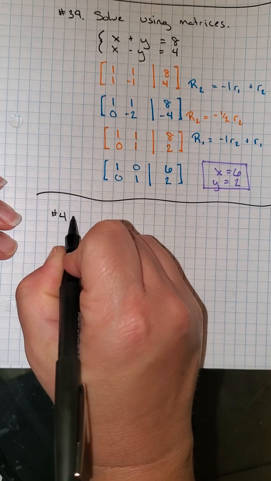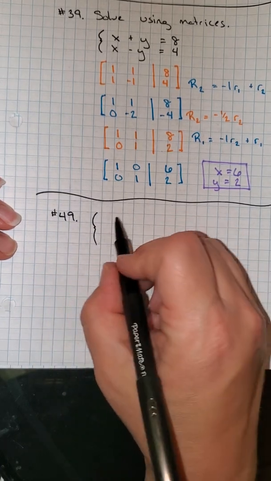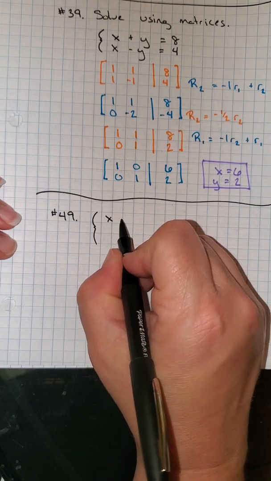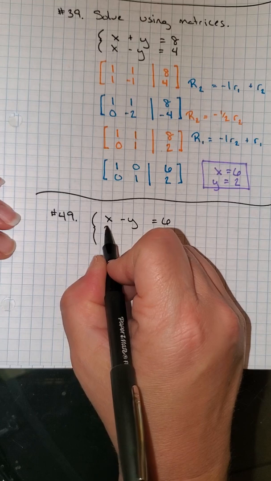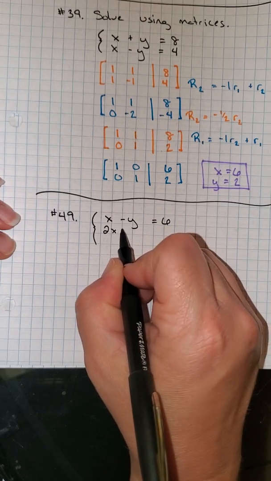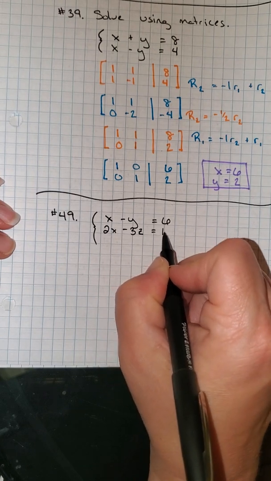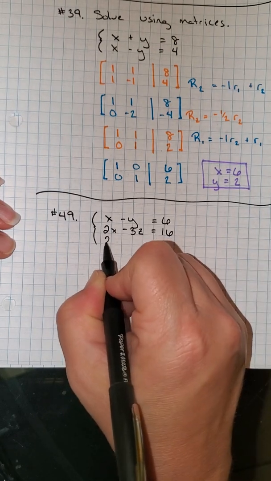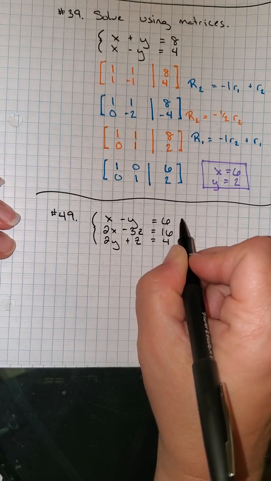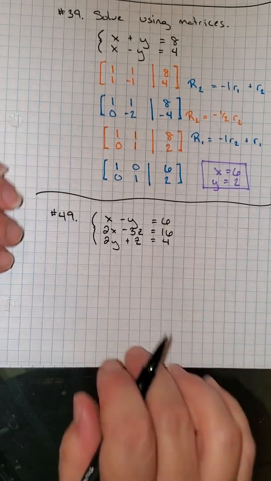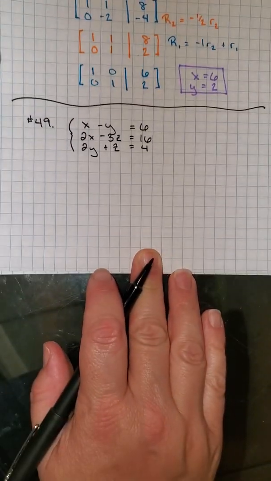Alright, so like if we were doing number 49. Number 49 is a 3 by 3. You have x minus y equals 6, and you have 2x minus 3z equals 16, and 2y plus z equals 4. It is a 3 by 3. It's written kind of funny so that you can't directly see the holes, but there are holes there.